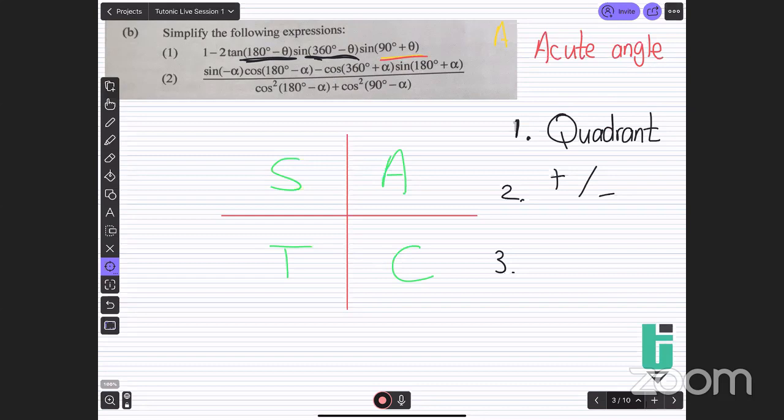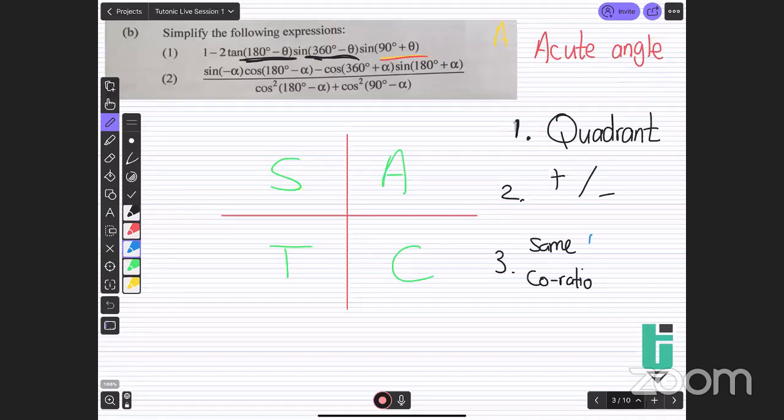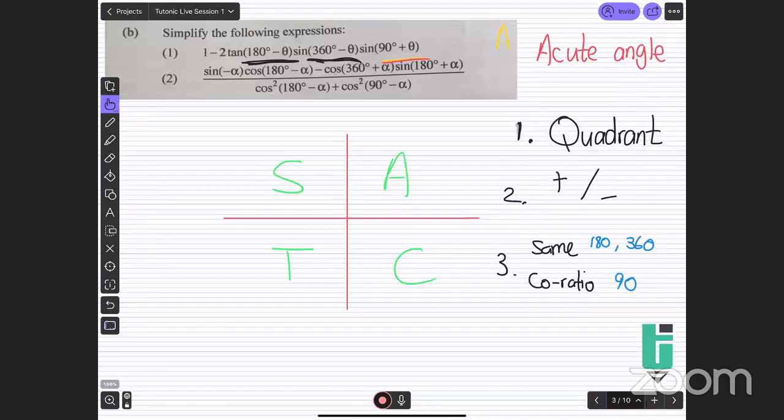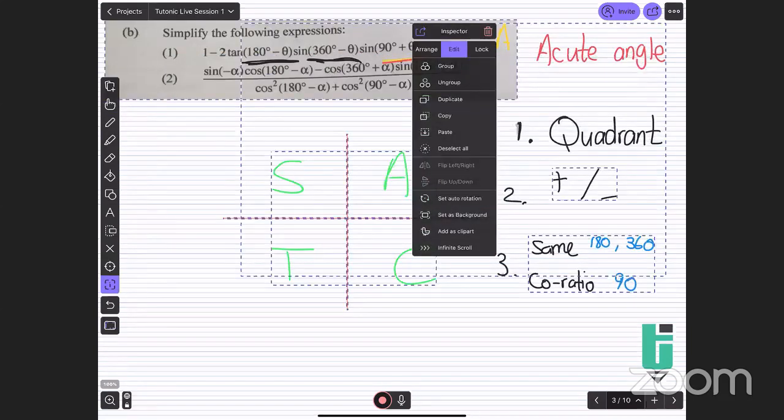And then the third category is if it stays the same or if it does the co-ratio. It stays the same if there's a 180 or 360, and it changes to the co-ratio if there's a 90. Okay, so let us just make all of that a bit smaller.